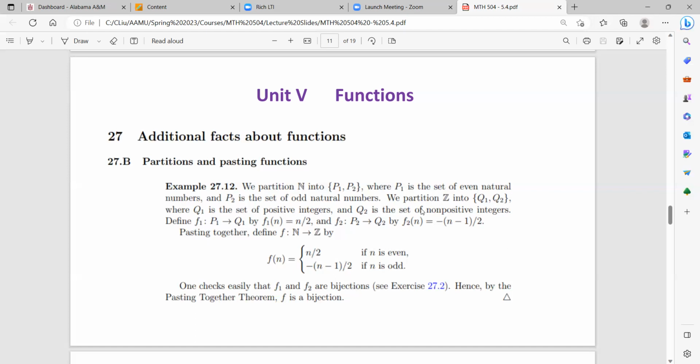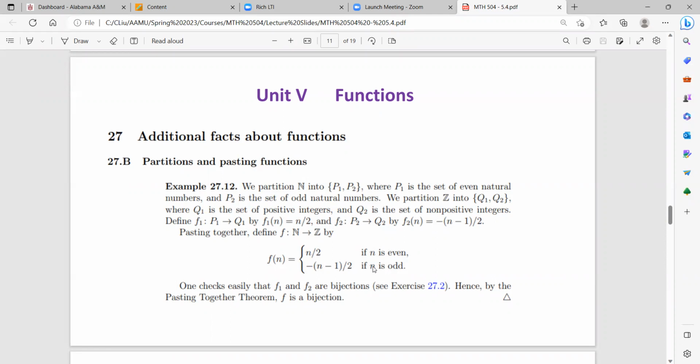So then everything satisfies the condition for the pasting function, so we can paste them together to get one function defined piecewise from N to Z by these two formulas from those two component functions. So f1 equals n over 2 if n is even, and f2 equals negative (n minus 1) over 2 when n is odd.